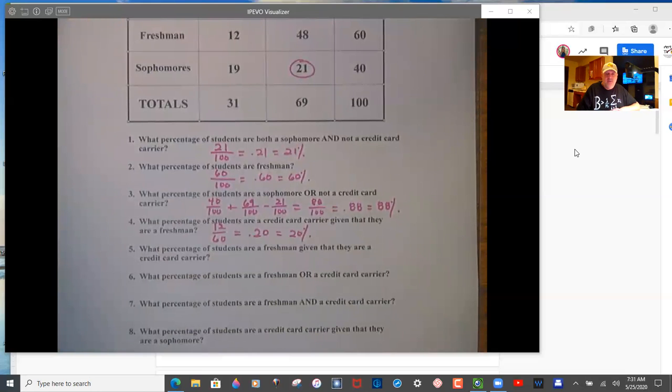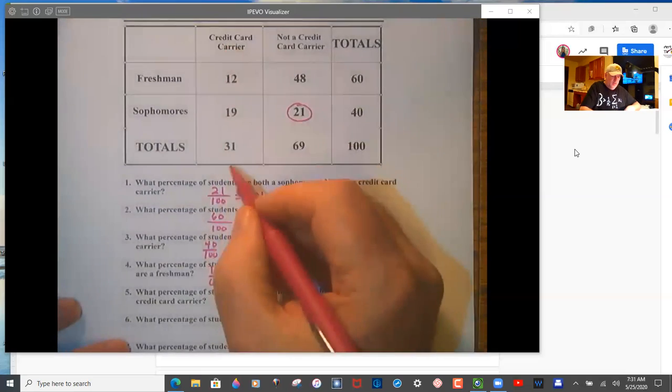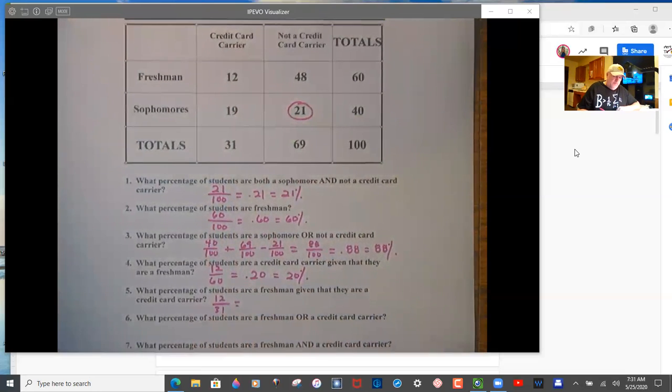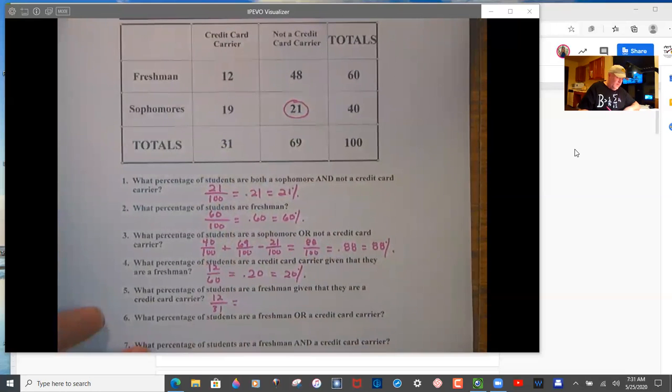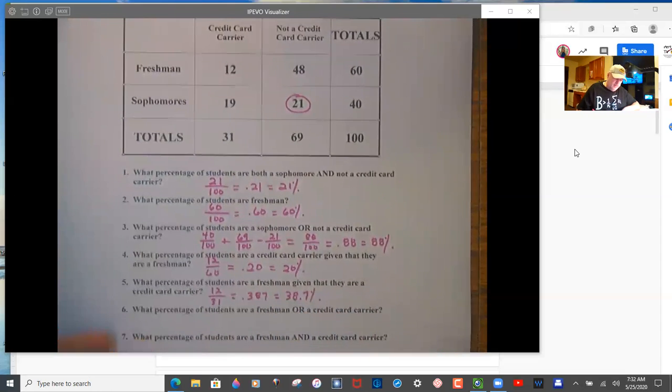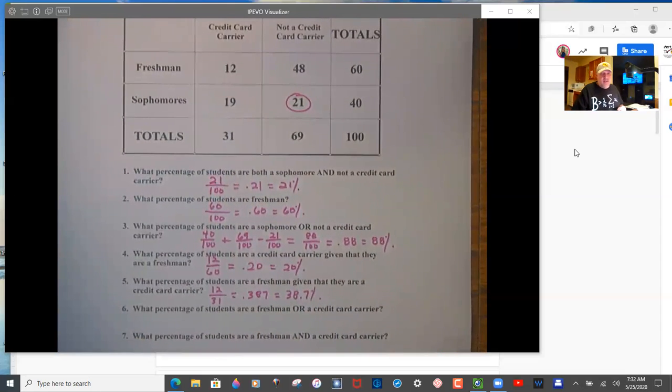What percentage of students are a freshman given that they are a credit card carrier? Now you focus here, 31 is going to be the bottom, and 12 is going to be the top. The phrase given that is going to tell you what the denominator is. So this is 0.387, which is 38.7%. It's really very easy to use a two-way table.